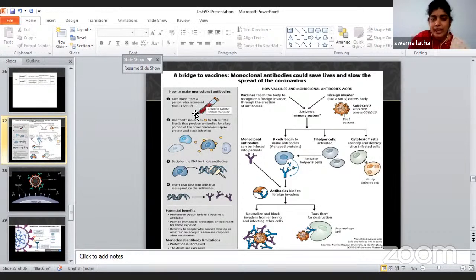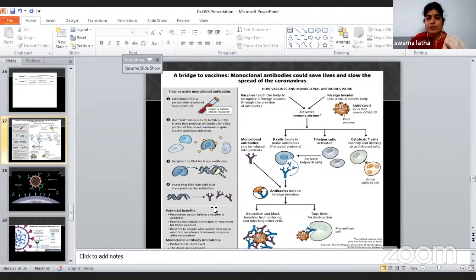So we should take the blood from a recently COVID recovered patient, and from that blood we need to isolate the exact clone of B cells that have the ability to go and bind to the spike region of the COVID virus. Okay, so we need to identify and isolate those particular cells, and then we need to isolate the DNA also, means the genetic information, and then further propagate so that a bulk amount of monoclonal antibodies will be generated.